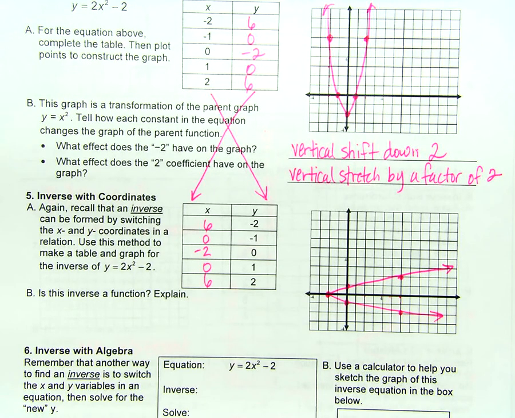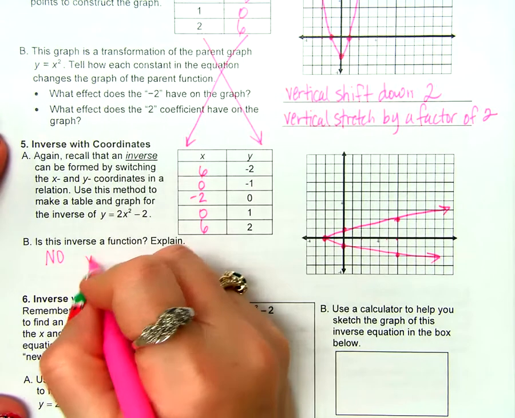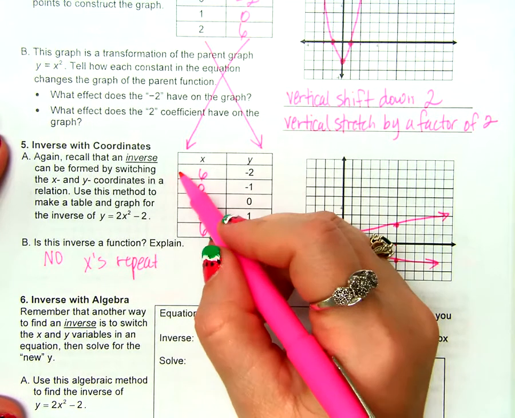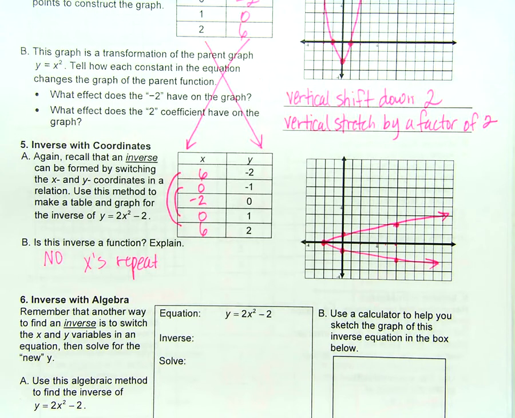Is the inverse a function? Why? X's repeat. See, these x's are the same, these x's are the same. If I went out further in both directions, more x's would be the same, wouldn't they?